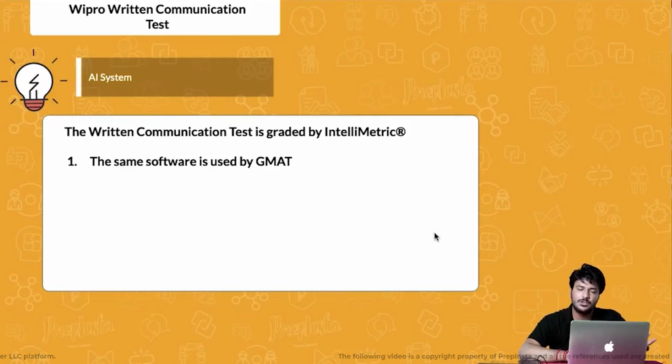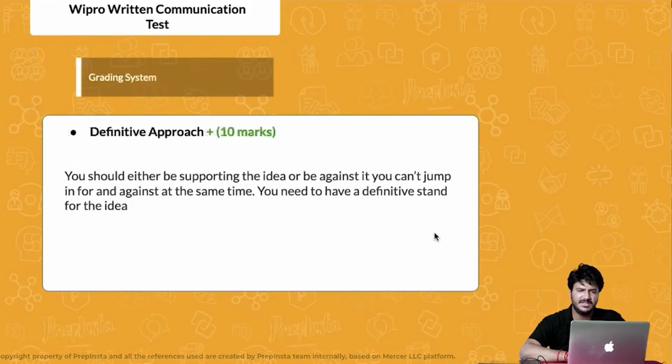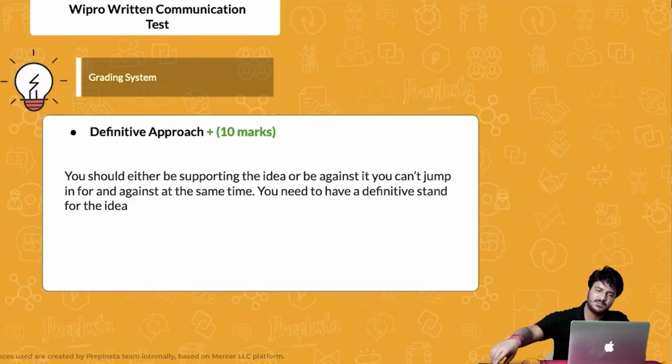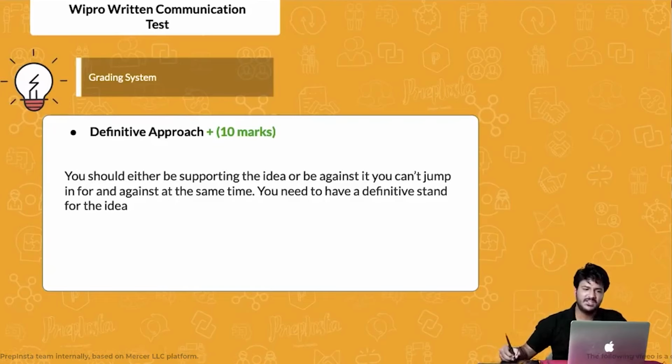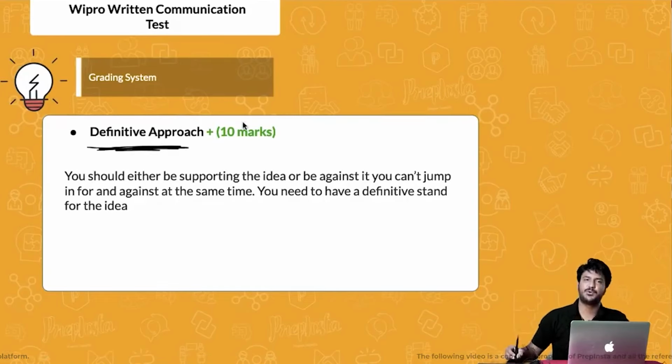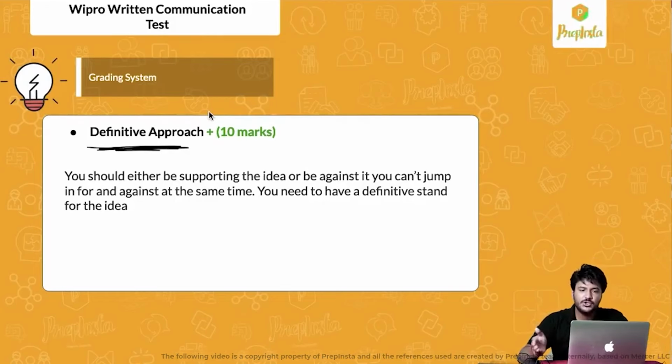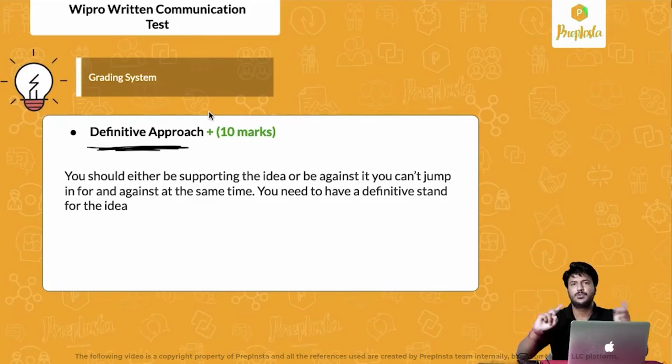Intellimetric also is used by GMAT, and the following points that I'm going to discuss in the video, it gives you marks based upon these parameters, right? And this has been taken from the GMAT grading itself. So let's start with the first point, and this is the most important thing, which is why I had taken it first in the video. You should have a definitive approach. What I mean by definitive approach is either you should be supporting the idea or you should be against it. You cannot jump back and forth.